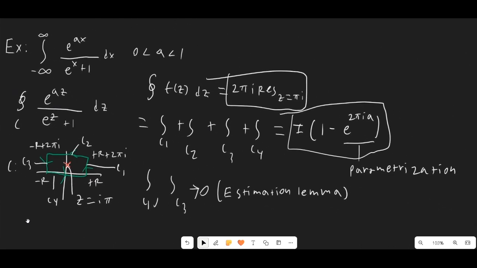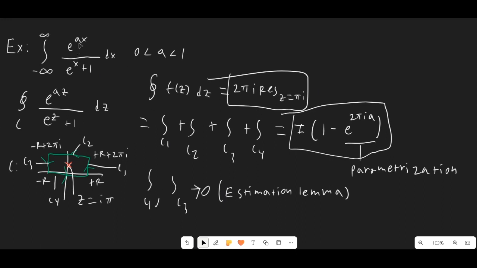We have the integral from negative infinity to infinity of e to the ax over e to the x plus 1 dx, where a is between 0 and 1. So we end up with a contour integral, and we're going to be going over the box contour. In this case, our k is equal to 2. So we just have this big box, go up by 2 pi i, go all the way back to negative r, and then go down by 2 pi i again. And we have a pole at z equals i pi because e to the i pi equals negative 1.